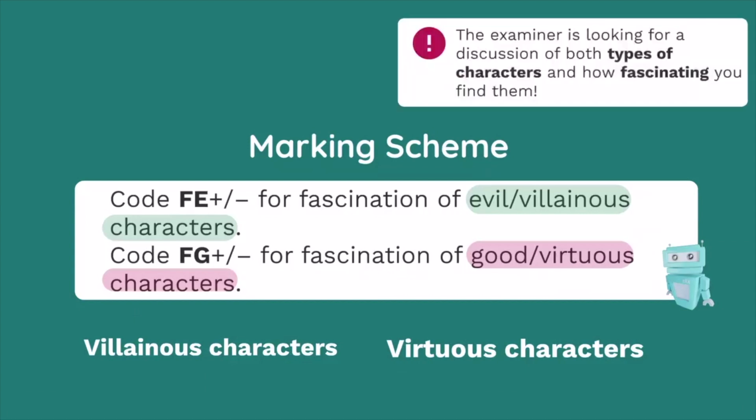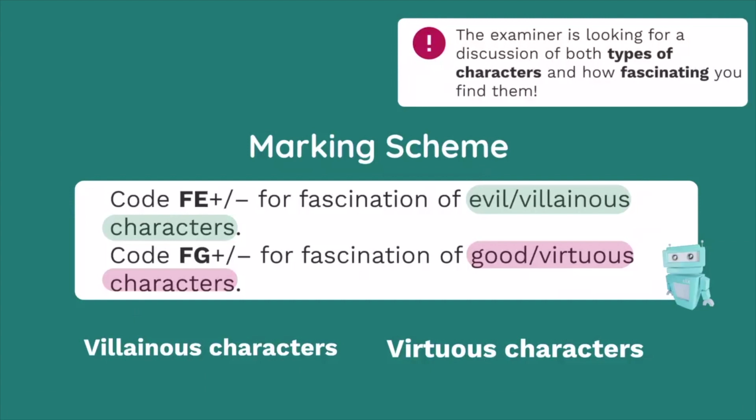Okay, so what the examiner is looking for is a discussion of both types of characters and how fascinating you find them. You cannot forget that part. That is the thing that most students tend to fall down on. They put a lovely paragraph about Lear, a lovely paragraph about Edmund, and then maybe a nice paragraph about Kent or Cordelia or some of the good characters. They talk about how good they are or evil they are, and that's it.